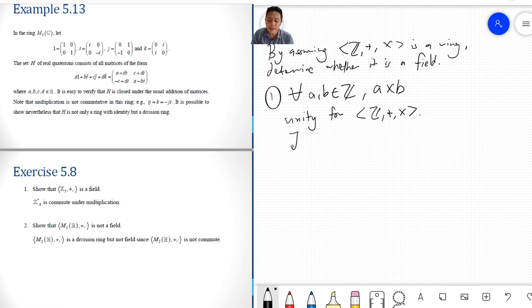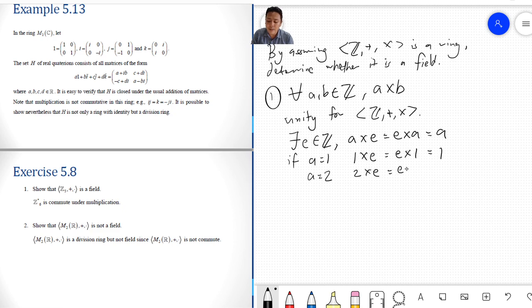Okay, try to think like this. Does there exist an integer e such that a, which is an integer, times e is equivalent to e times a, and you get back a? For example, if a equals 1, 1 times e equals e times 1, you get back 1. What will be the value of e? Same goes for 2: 2 times e equals e times 2, you get back 2. If you follow this logic, the unity for the integers is 1. Okay, it's enough, unity exists.